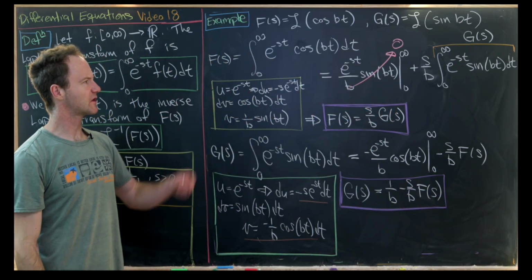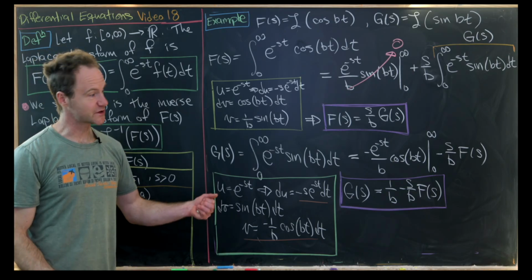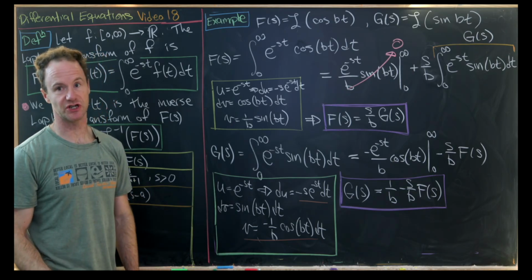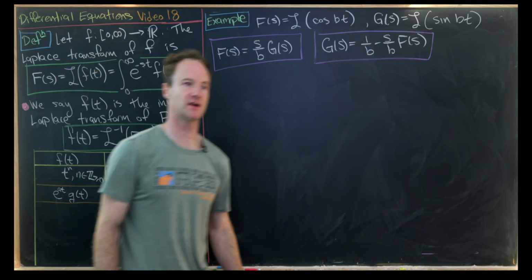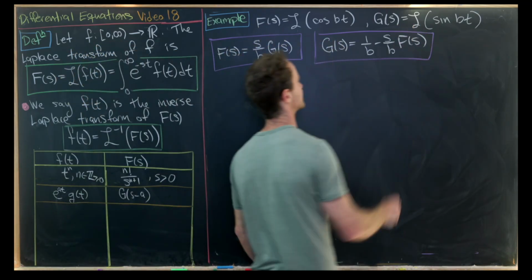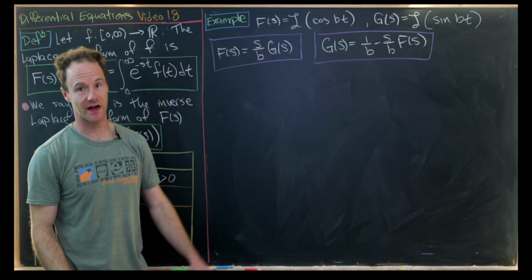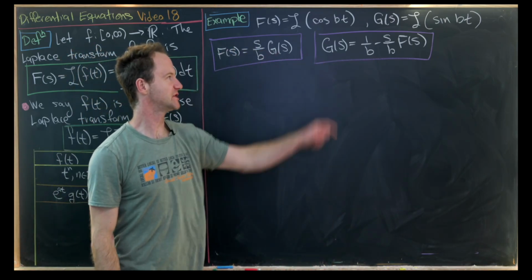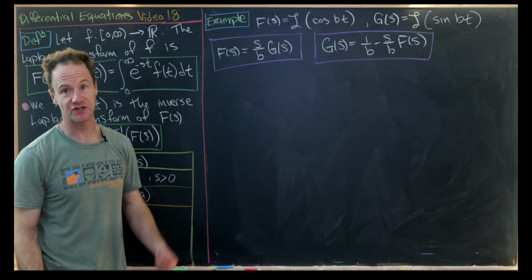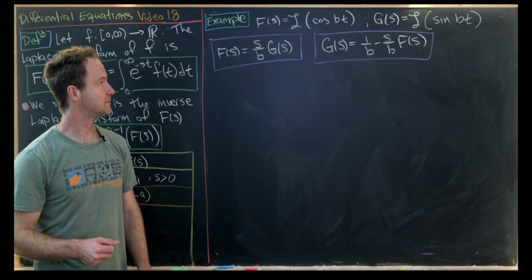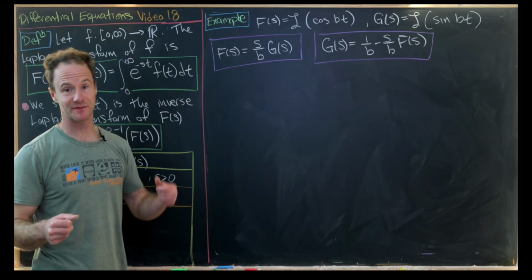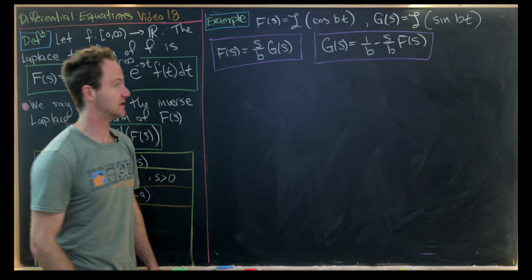Okay, now let's bring those two facts to the top, and then we'll solve these equations for f and g. So based off the fact that f of s was the Laplace transform of cosine and g of s was the Laplace transform of sine, we just derived the following two formulas or equations that relate capital F and capital G. And so now let's smash them together to solve for f and g.